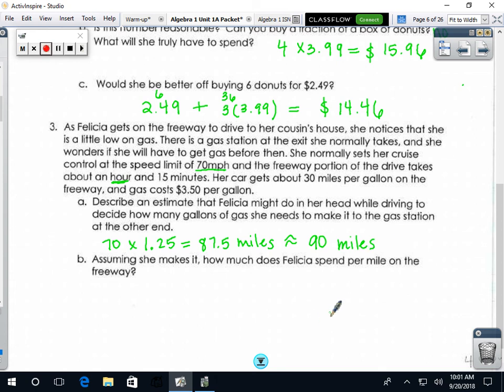So now we need to figure out the gas. She gets 30 miles per gallon. So wouldn't she need to do the 90 miles she's driving divided by 30 to figure out how many gallons she needs? And that's how many gallons? 3 gallons is how much she needs in her tank to be able to drive 90 miles pretty much. Okay, well if it costs $3.50 per gallon, how much money will that cost her, approximately? $10.50. Now, had we not rounded it up to 90 and we'd gone with exactly 87.5, it would have been $10.21. But remember, this is while driving, so we're just going to approximate.